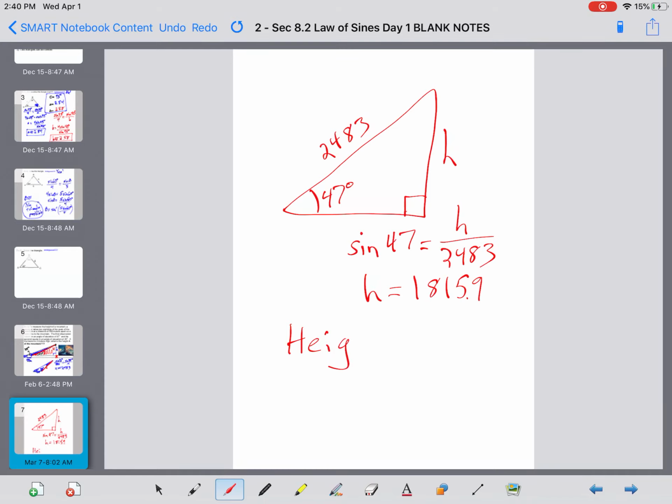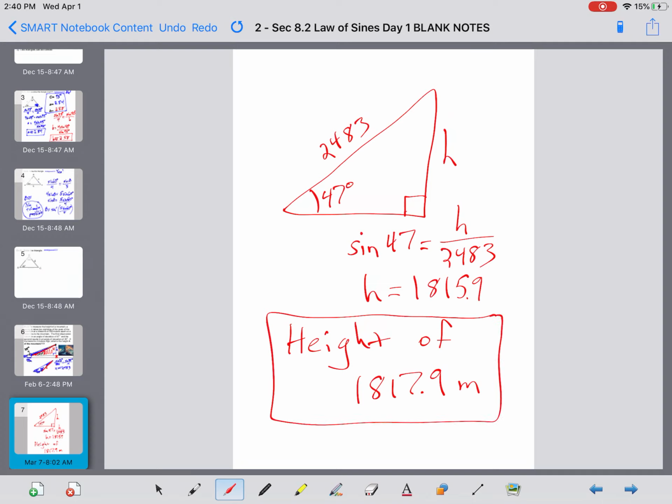Height of 1,817.9 meters. All right. That little 2 meter, adding that 2 meter in at the end is just making sure you really understand what's going on. Yeah, just a minor little trick there.